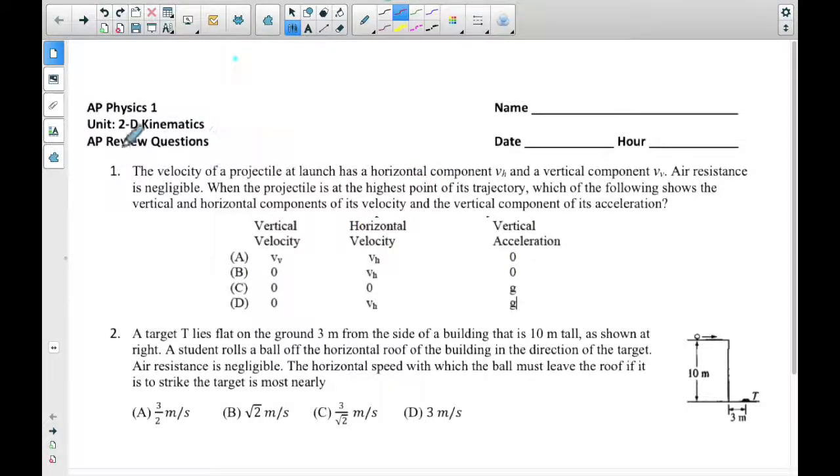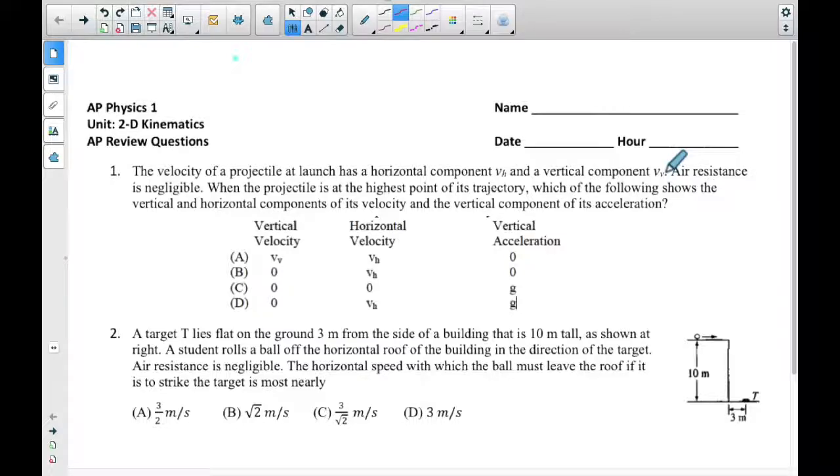Hi guys, this video is going to go over the worksheet that we have on the AP review questions for the two-dimensional kinematics. So let's start off with number 1. The velocity of a projectile at launch has a horizontal component of v sub h and a vertical component of v sub v. Air resistance is negligible.